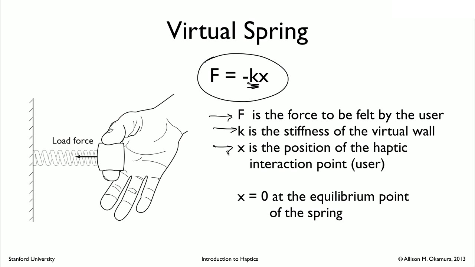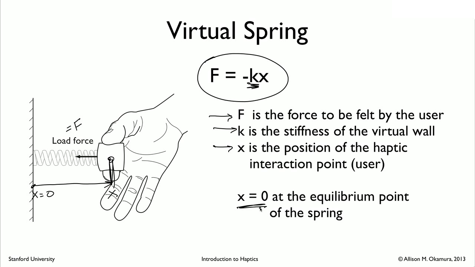X is going to be the position of the haptic interaction point, or you can just think of it as the position of the user as represented in the virtual environment. So we could say that this position of the user here is what we'll call X. The user's grabbing onto something and moving it back and forth. If we say that this is X equals 0 here at the wall, and the user moves all the way to this point here, then the user is going to feel a force, this load force, which equals F, pulling back on them, trying to bring them back to the 0 position. And we're going to define it such that X equals 0 at the equilibrium point of the spring.